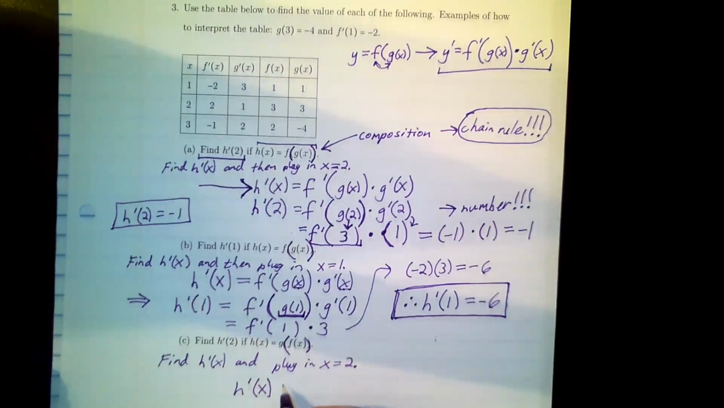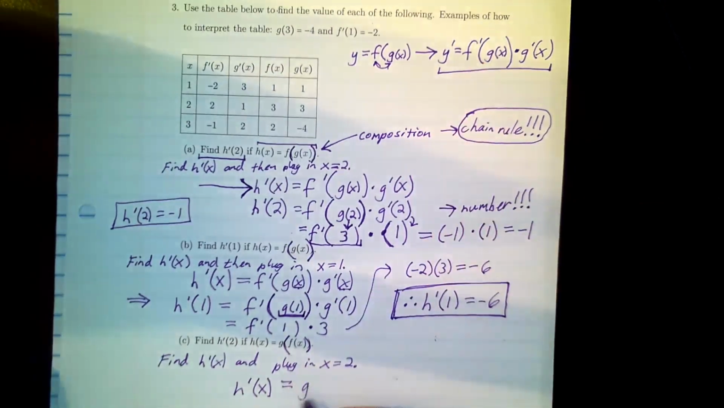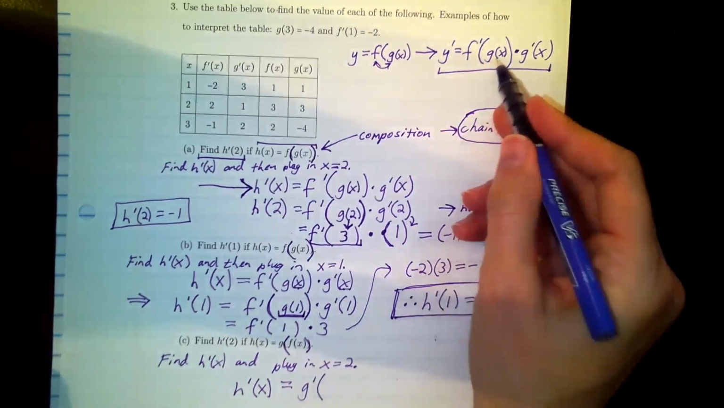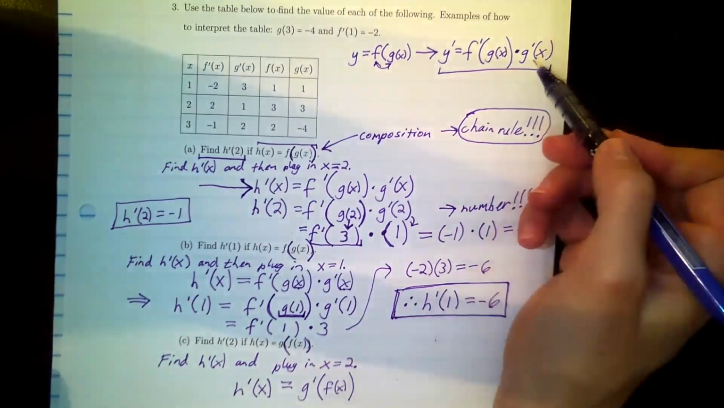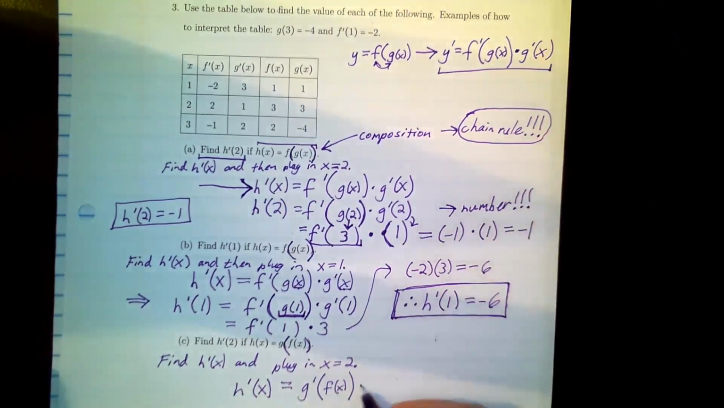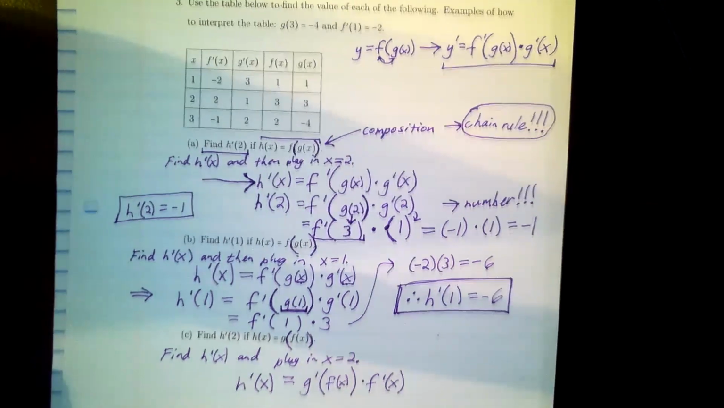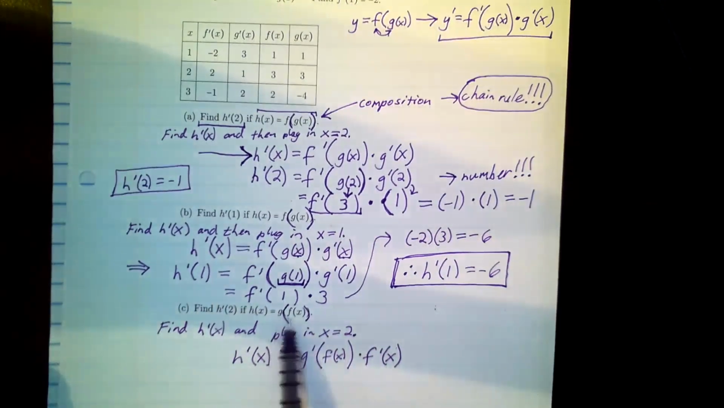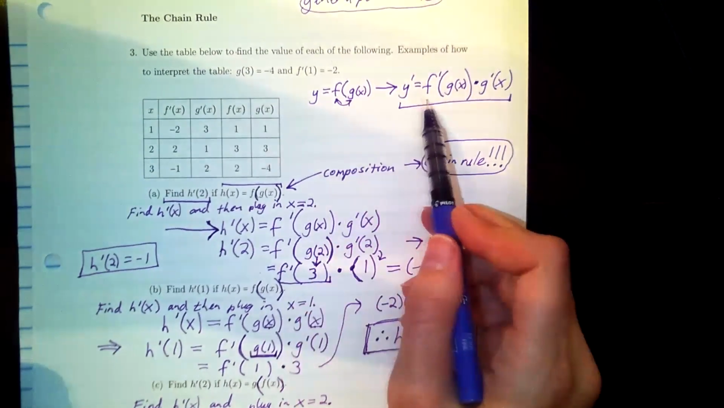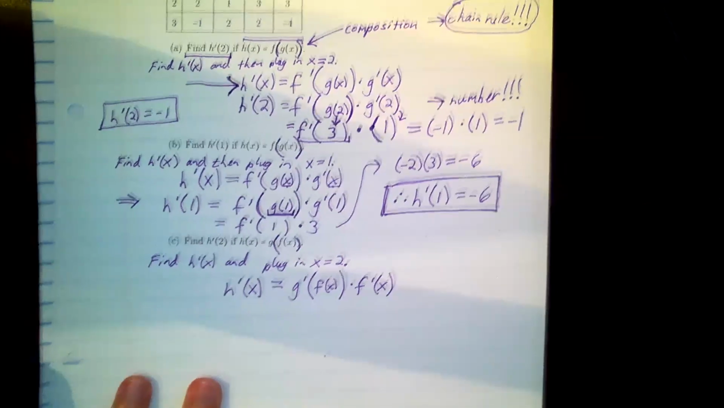I'm going to write in h prime of x is, instead of f prime, it becomes g prime. Instead of g of x, it becomes f of x. And instead of g prime, it becomes f prime. It's still the chain rule, except we had to make up for the fact that they switched the order of f and g on me. So if they switch the order of f and g, that means you have to switch the order of f and g in your chain rule formula. And we did. We're here.